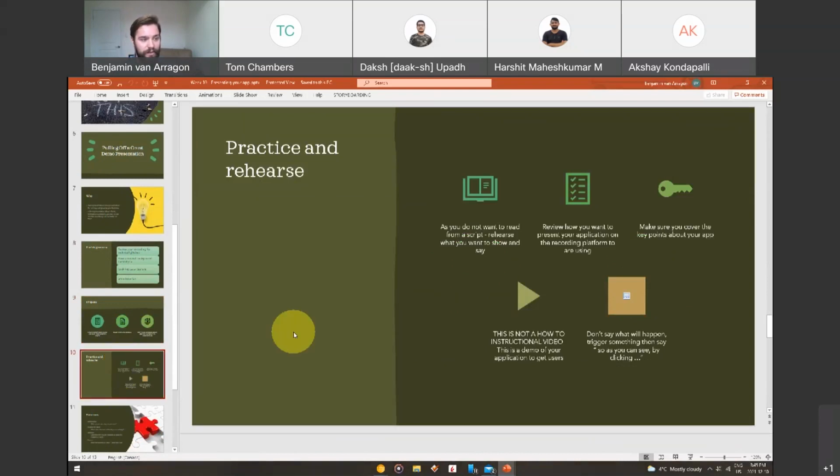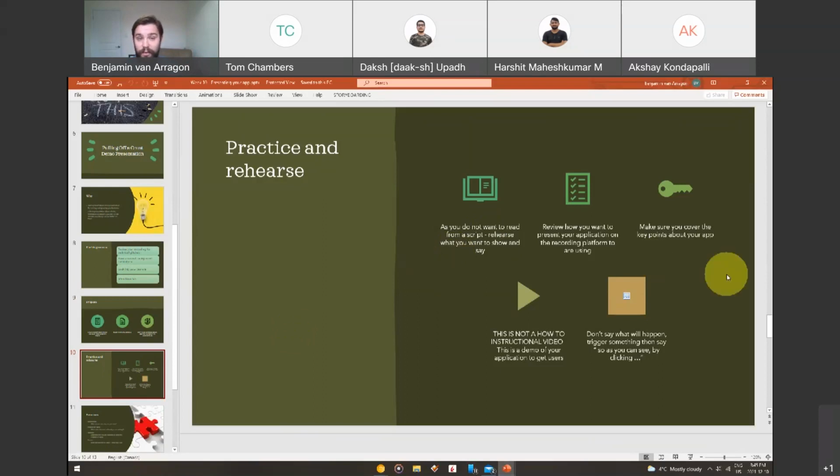And then practice and rehearse. So you don't want to be reading from the script next week when we do this. So you want to actually be able to have, just maybe if you use some bullet points, look over, and then it reminds you. Review how you want to present your app to the recording platform. So if you're going to screen share and it's going to demo, make sure that that's working and that there aren't glitches or anything tech.